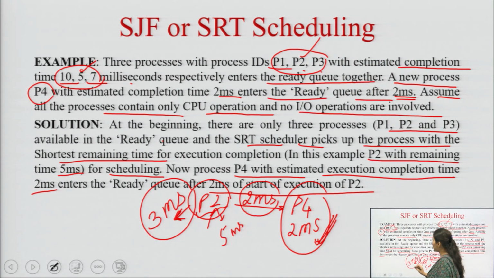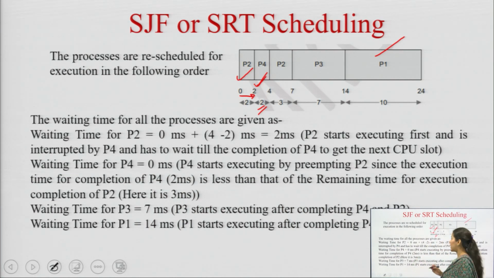So, P2 is left with the 3 milliseconds of execution time and other tasks P1 and P3 are having the 10 milliseconds and 7 milliseconds of execution time respectively. So, obviously, now P2 is having the shortest execution time. So, P2 will be kept in the priority order in the execution. So, P2 will be executed for 3 milliseconds, then again P3 is selected because P3 is having the 7 milliseconds of execution time, and after P3, P1 is given the last priority, that is having the execution time of 10 milliseconds.